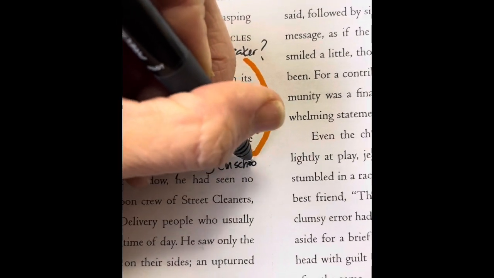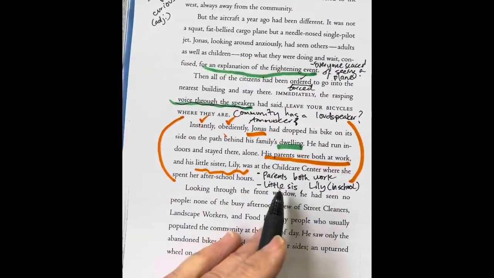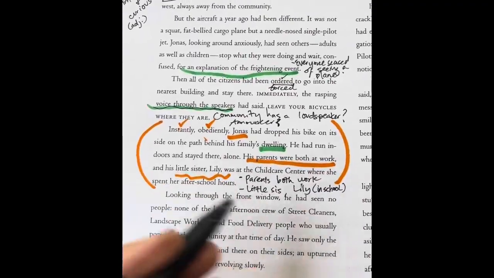I'm going to say in school. Like, she's old enough to be in school. So she's not like a little sister, 4-year-old. She's a little sister, I don't know, maybe 6, 7, 8, 9, whatever.